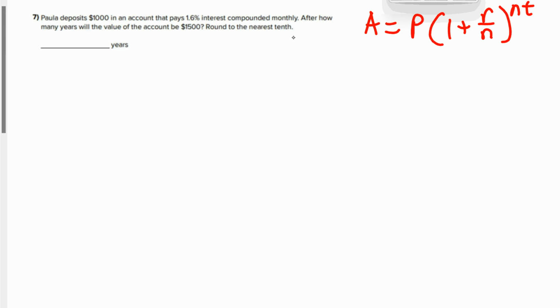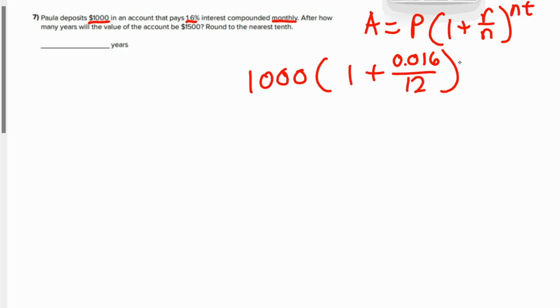Okay, so we want to know our principal. That is 1,500, or not 1,500, let's read the problem. It is $1,000. I keep wanting to write 1,500. $1,000, 1 plus our rate, but our rate is 1.6%, so that'd be 0.016, right? I have to move that decimal over twice from that 1.6. And then over how many times compounded? It's compounded monthly. Well, how many times is that in a year? If it's monthly, that'd be 12. Raised to 12 times how many years we do.